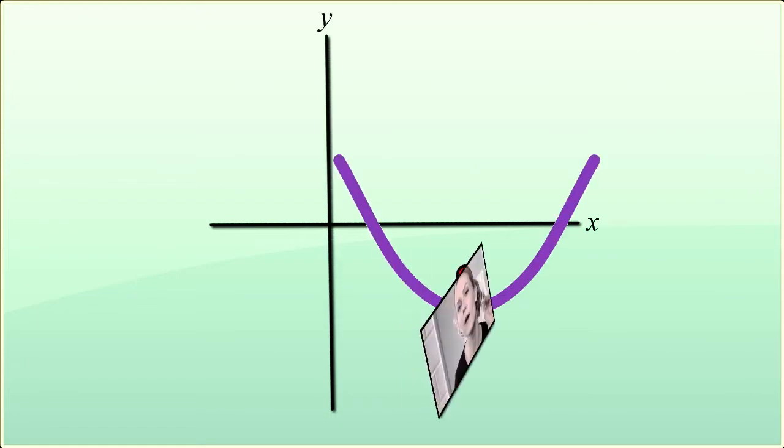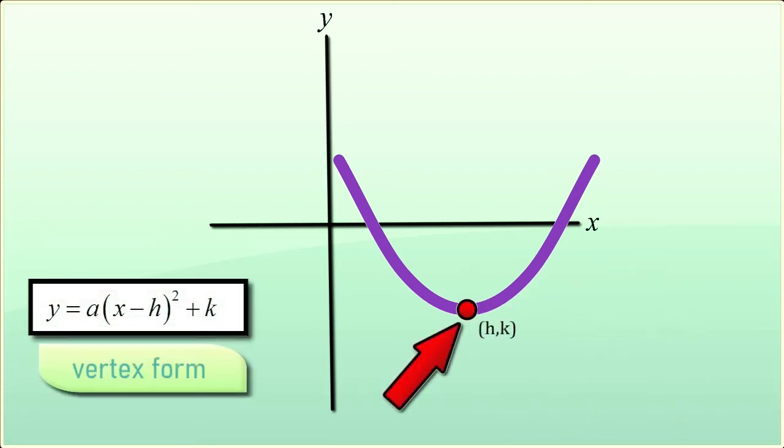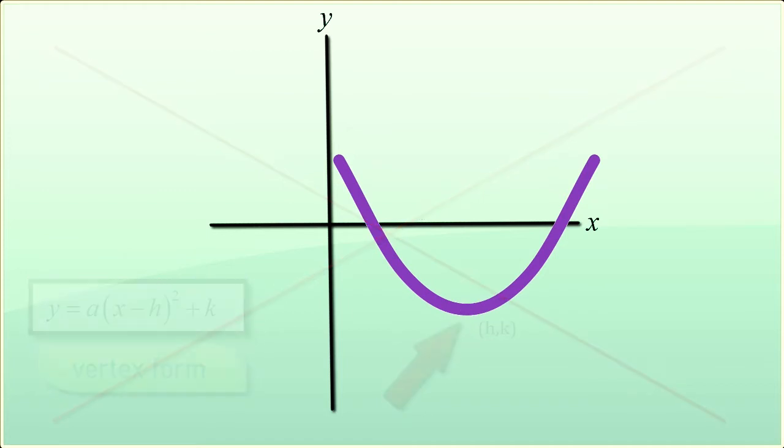Let's start off by looking at some important features of a parabola. This is the focus. We don't care about the focus in university. The vertex is the lowest or highest point on the parabola. You may have studied vertex form in great detail in high school. Most profs don't care about vertex form, so we don't care about it either.